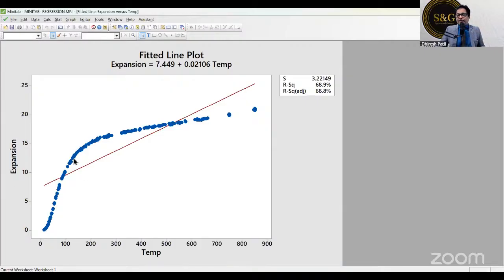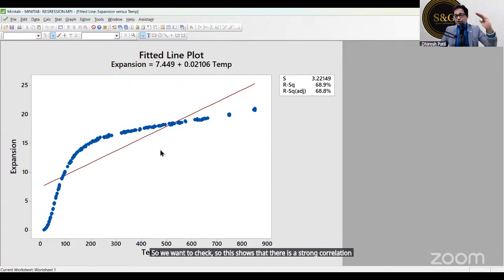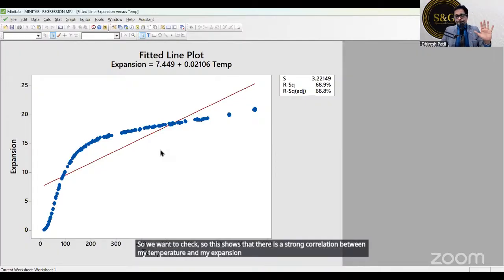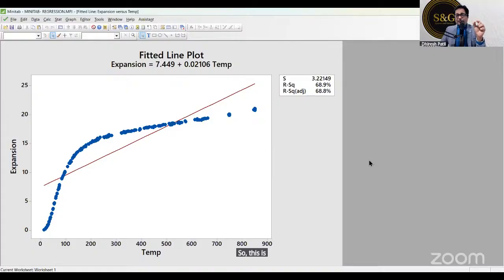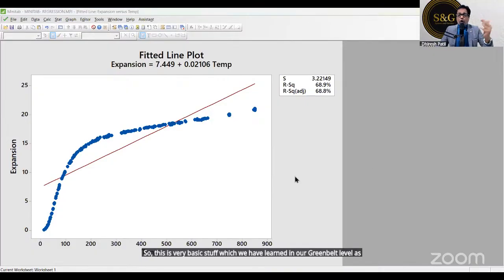Yes, clear, everybody with me? Just give me yes in the chat box. So this shows that there is a strong correlation between my temperature and my expansion. Clear? This is very basic stuff which we have learned at the green belt level as well. Now let's talk about the advanced.